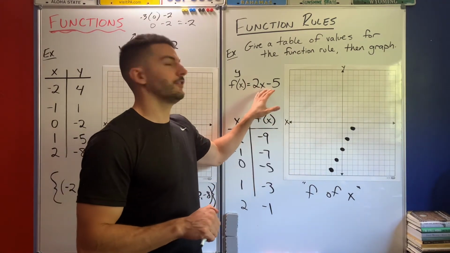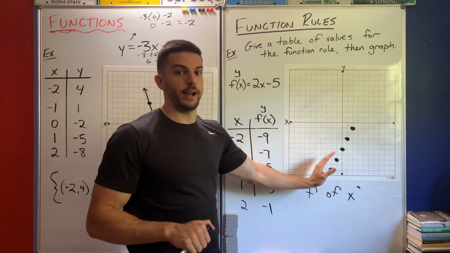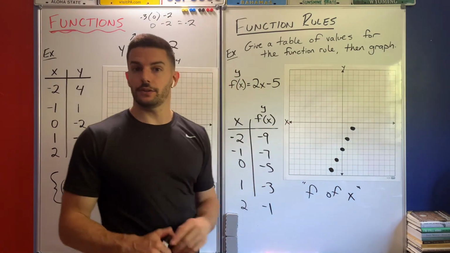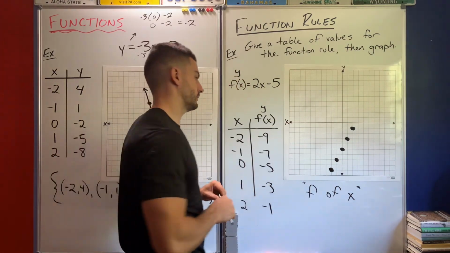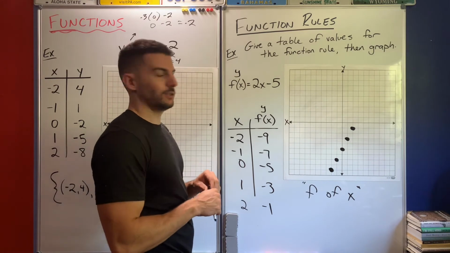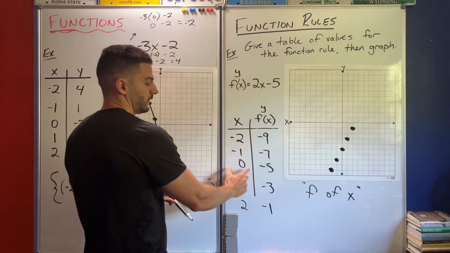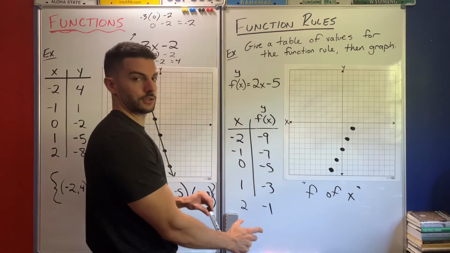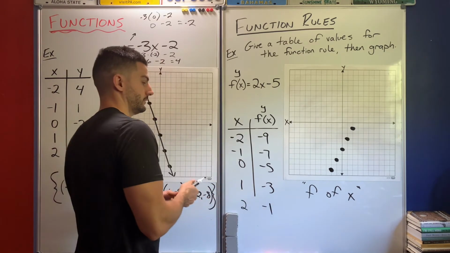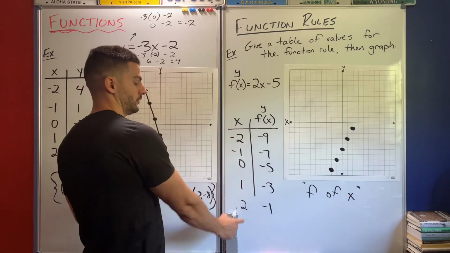Every time you're given a function rule like this and you're asked to graph it, it should be a straight line, okay? That's a good way to check that you did it right. And what does that tell you as well? We just chose these 5 x values. Those aren't the only ones, x could be anything. X is an unknown value, and we just chose these 5.